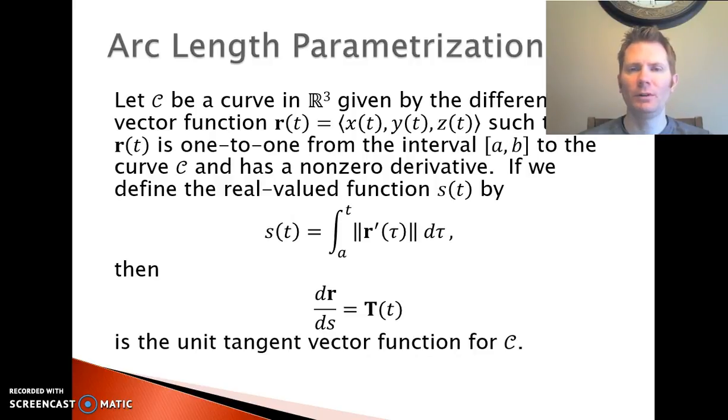Alright, further with arc length parameterizations. We still have a curve in 3-space such that r of t is 1 to 1 on the interval a b, and there's a non-zero derivative. If you define the real valued function s of t by that definite integral, the integral from a to t of the magnitude of r prime of tau d tau, then if we take the derivative of r with respect to s, it is T of t. That's the unit tangent vector function, which we talked about in 11.3.